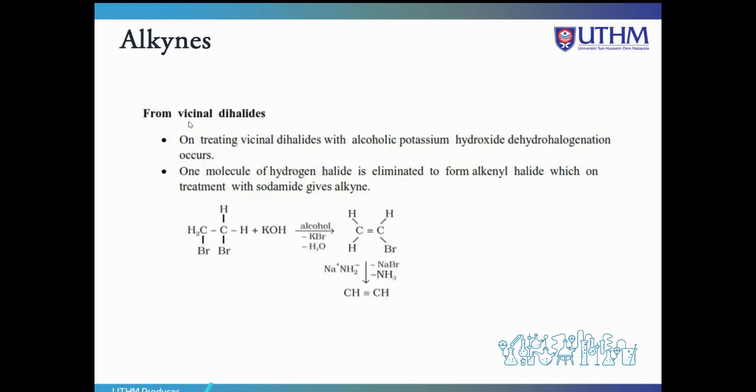Alkyne can also be prepared from vicinal dihalide. On treating vicinal dihalide with alcoholic potassium hydroxide, dehydrohalogenation occurs. One molecule of hydrogen halide is eliminated to form alkenyl halide, which on treatment with sodamide gives alkyne. The reaction below shows the production of alkyne.